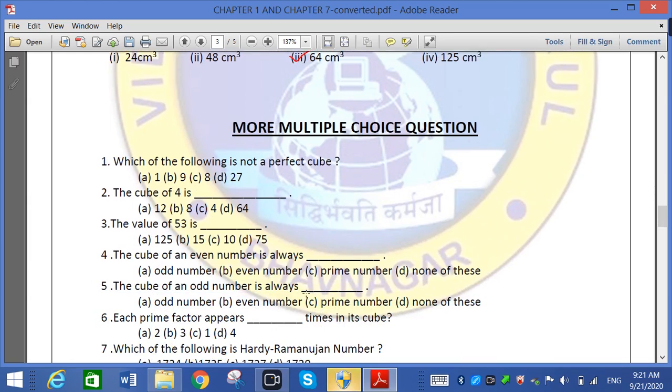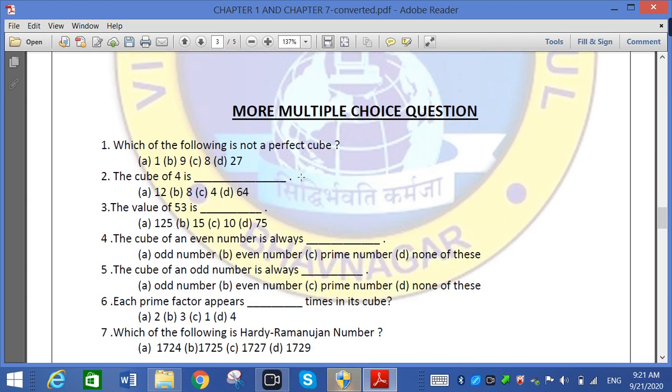Now next, which of the following is not a perfect cube? So we can say that 9 is not a perfect cube because it is a square. So the answer is 9. Cube of 4 is again 4 into 4 into 4. That is 64. So the answer is 64. Value of 5 to the power 3 is 125. Value of 5 to the power 3 means I have to make 5 into 5 into 5.